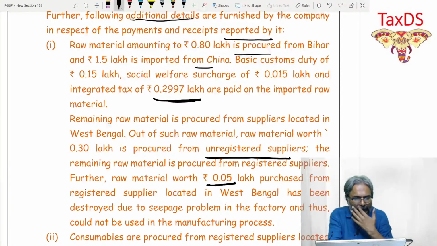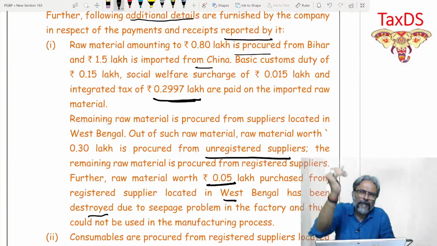0.5 lakh, students, in this case. Purchase from a registered supplier located in West Bengal has been destroyed due to the seepage problem in the factory and thus could not be used in the manufacturing process. So therefore, we will not take the ITC in respect of this portion.